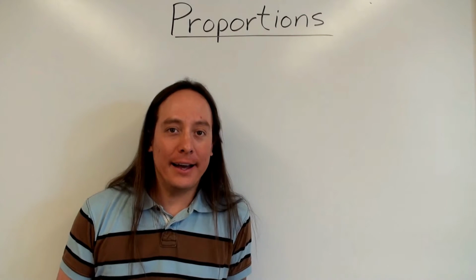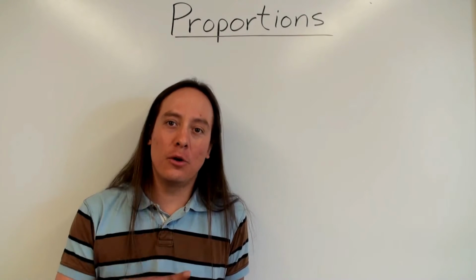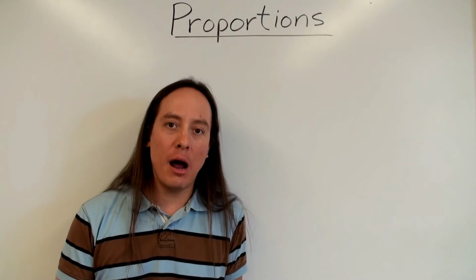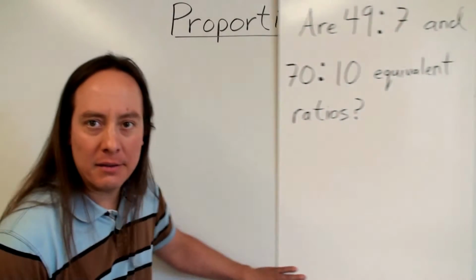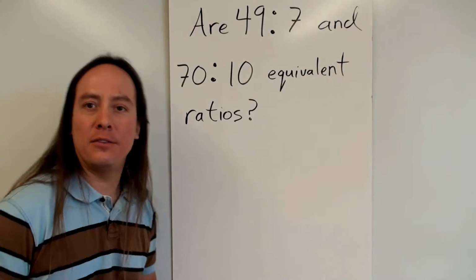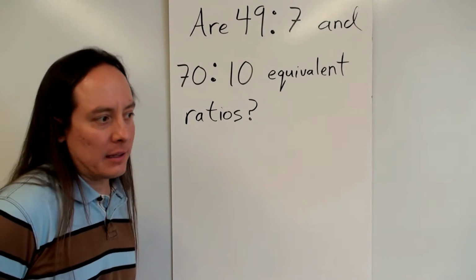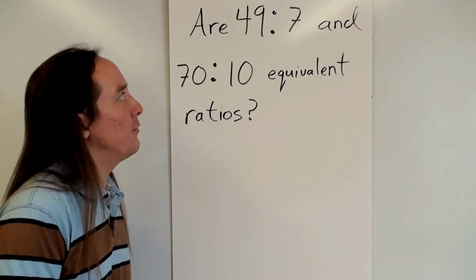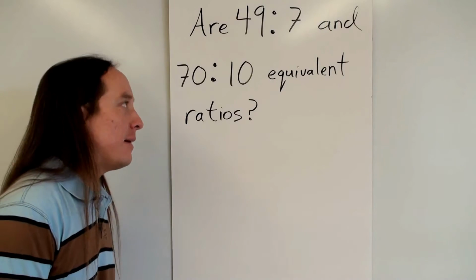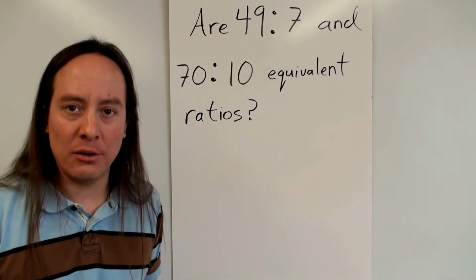Okay, I lied. I said in the last one I was only going to do one more. I'm going to do two more problems, two more examples. The first one I think is pretty easy. I don't think it's too hard, but this is a typical question that sometimes gets asked. It says, are 49 to 7 and 70 to 10 equivalent ratios?